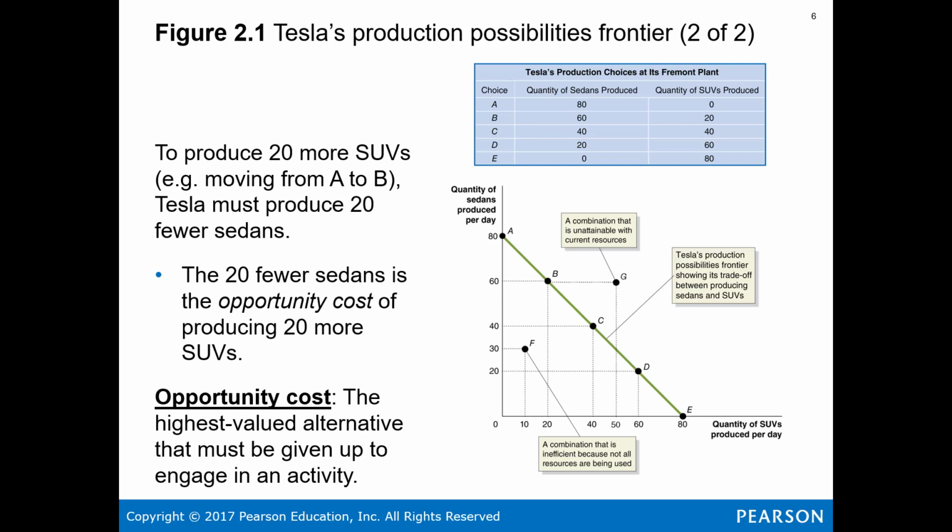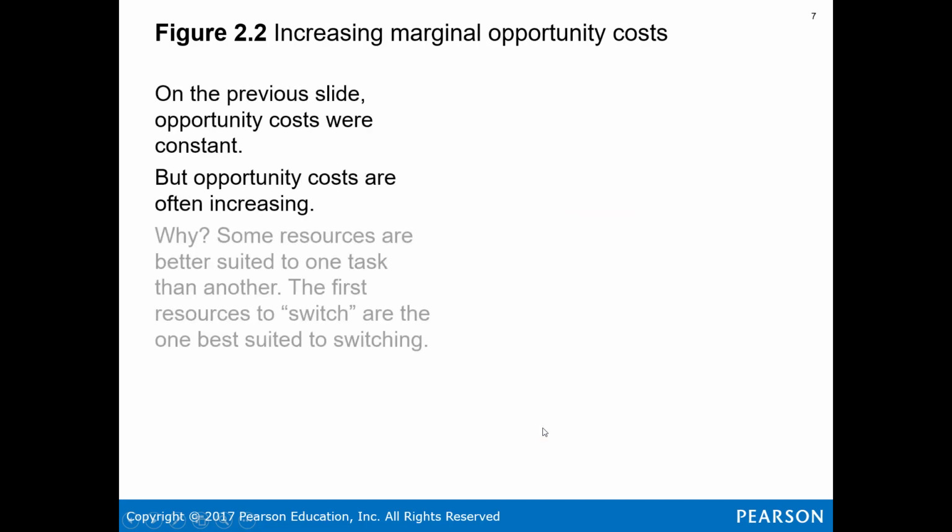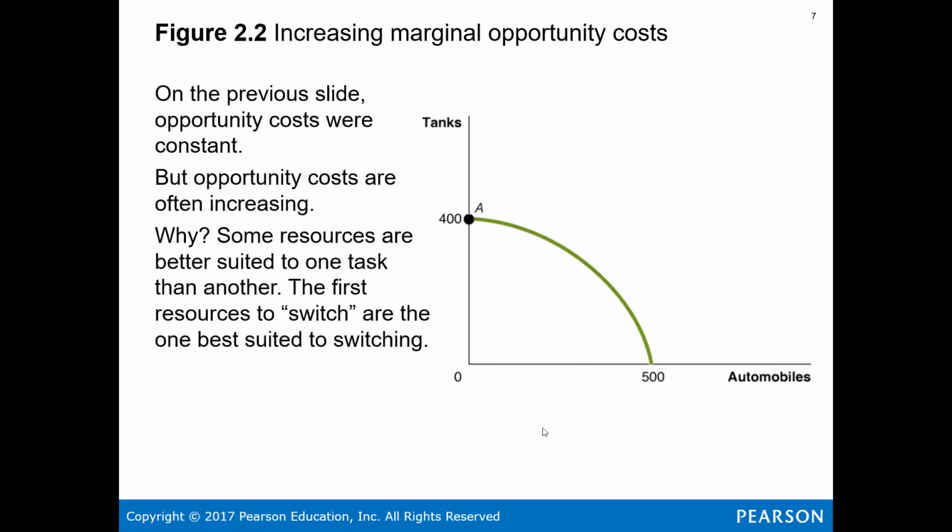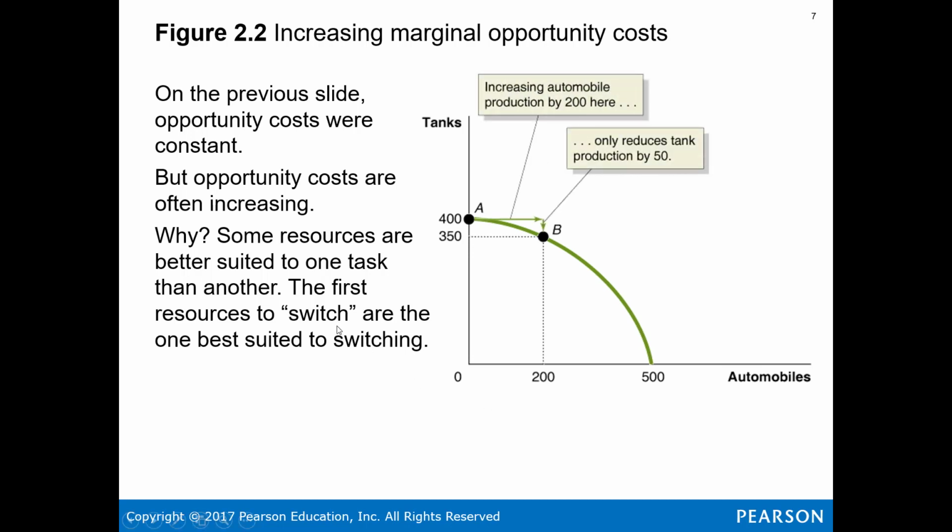So, opportunity cost is the highest value alternative that must be given up to engage in an activity. So in order to get to point B, we have to give up 20 sedans in order to produce 20 SUVs. Usually it's not a 1-for-1 trade-off. So in this situation, we're going to trade tanks for automobiles.